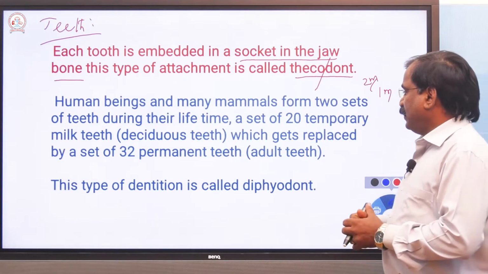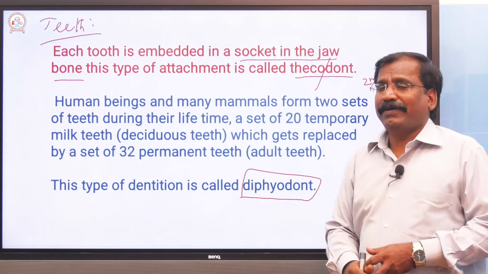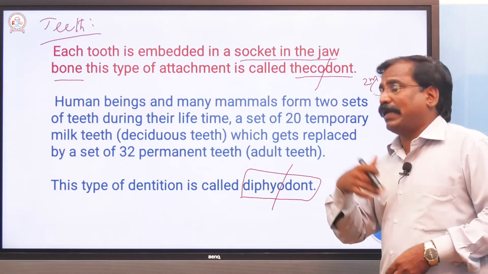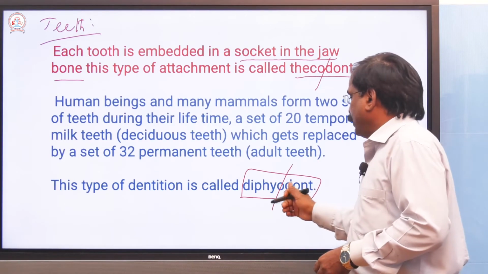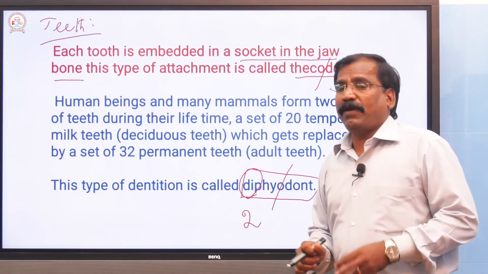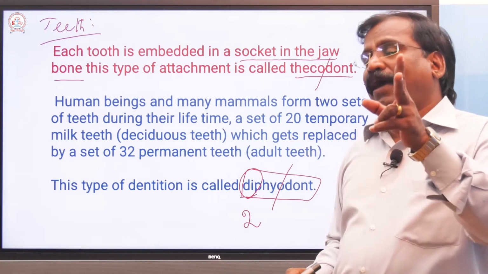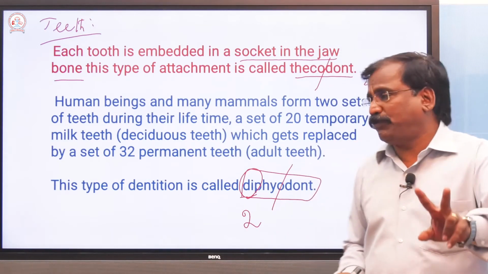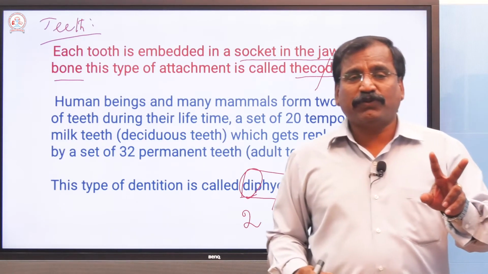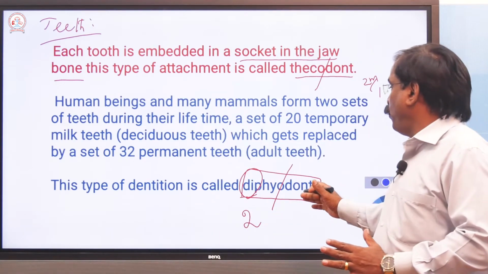And next is diphyodont, another terminology. You know already, dont is dentition, that word is related to teeth. And di means two. That means in one's lifespan, we possess 2 sets of teeth. That condition is called diphyodont.